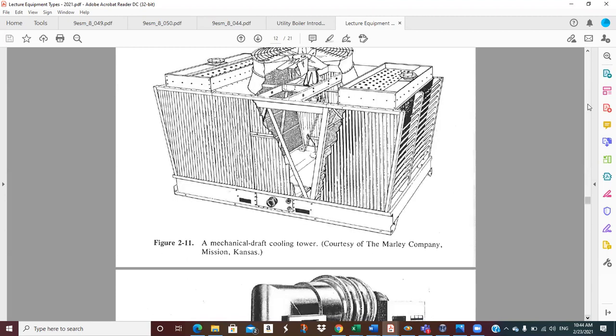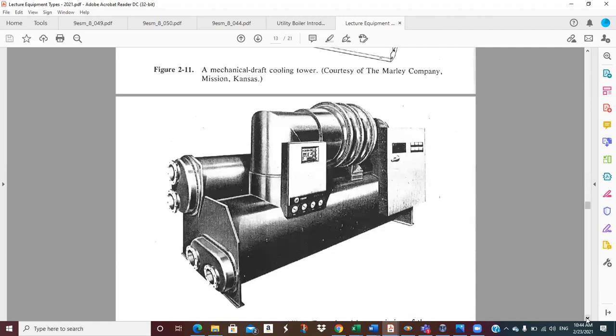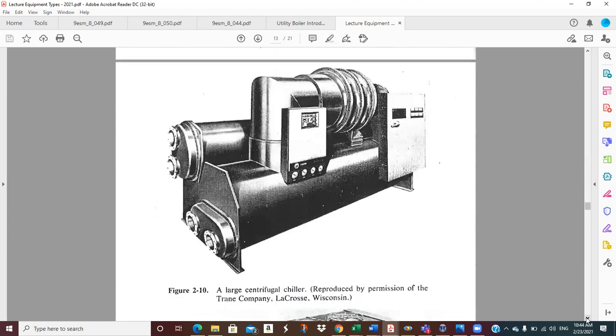And then I've got, you know what that is. That's the old cooling tower, so I don't have to say that. And you know what that is. That's the centrifugal water chiller.